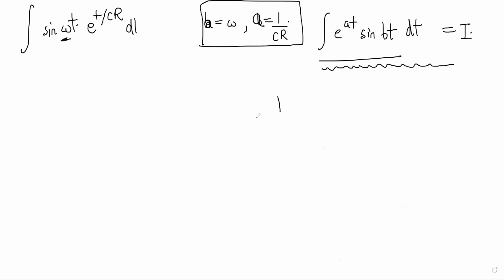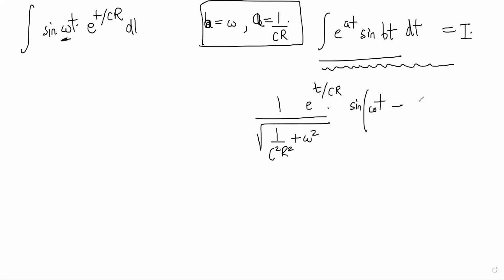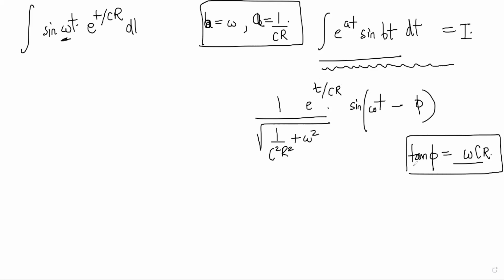So what we should get is 1 by root over a square plus b square, that is 1 by c square r square plus omega square, e power at by t CR, sine bt minus phi, so that will be sine omega t minus phi, and tan phi is equal to b by a, which is omega by 1 by CR, right? This is what is coming, correct? And this was the integral, and outside there was an E naught by R, e power minus t by CR, right?